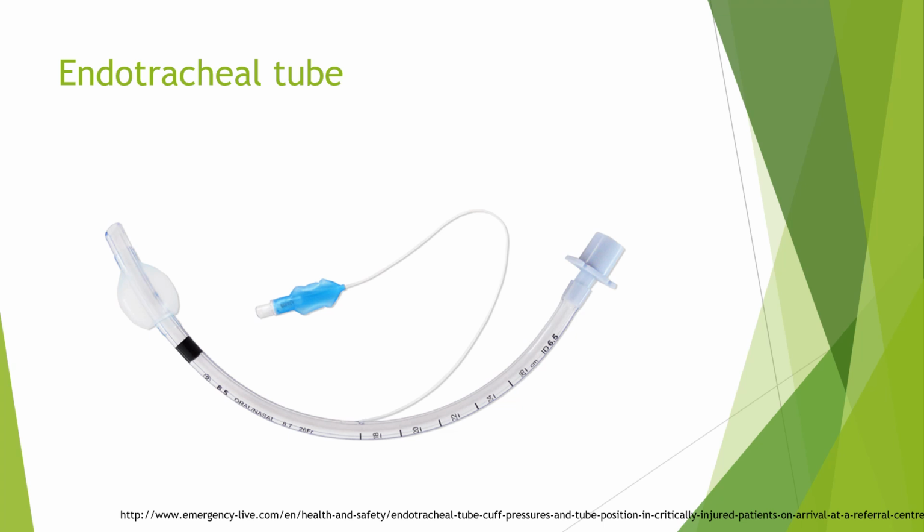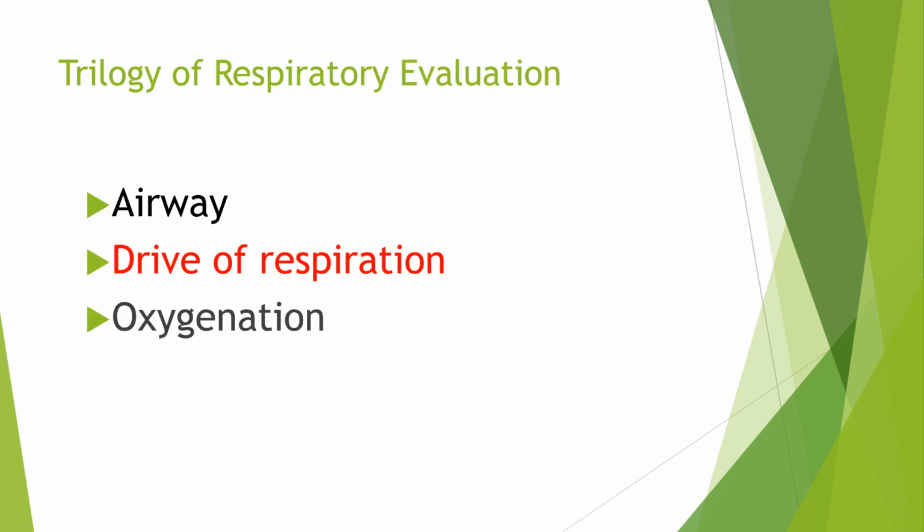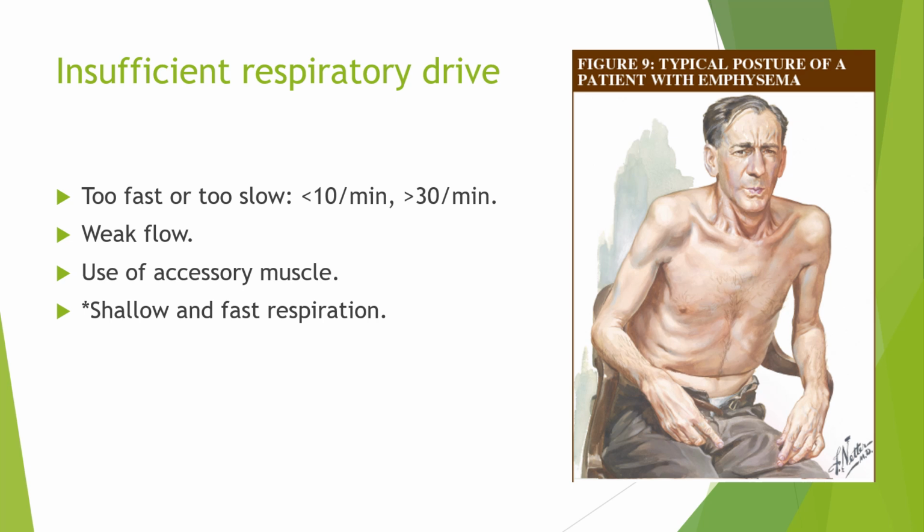Firstly, during the triology of respiratory evaluation, if the airway is secure, or you confirm that there's no airway obstruction, but the patient is still in respiratory distress, then we should check the drive of respiration. So if a patient's airway is secured, and we confirm that there is no airway obstruction, but the patient is still in respiratory distress, we should sort for the problem of the respiratory drive.